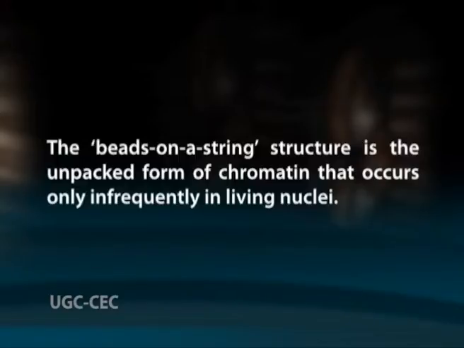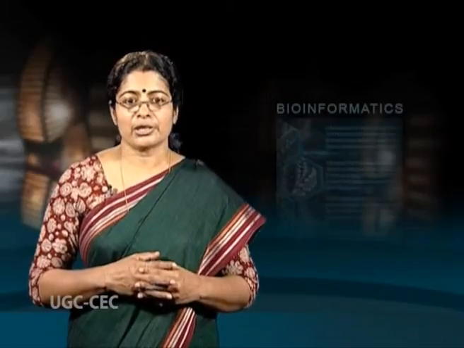The beads on a string structure is the unpacked form of chromatin that occurs quite infrequently in living nuclei. The cell breakage techniques developed in the mid-70s resulted in a more condensed version of the complex called the 30 nanometer fiber. In the solenoid model for the 30 nanometer chromatin fiber, the beads on a string structure of chromatin is condensed by winding the nucleosomes into a helix with 6 nucleosomes per turn. The exact way in which nucleosomes associate to form the 30 nanometer fiber is not known. Several models have been proposed, the most popular of which is the solenoid structure.